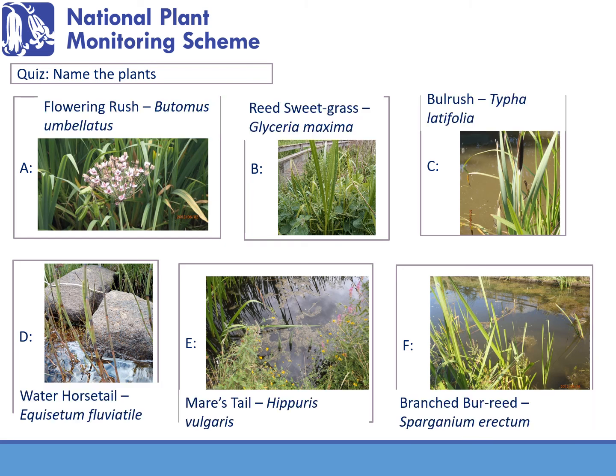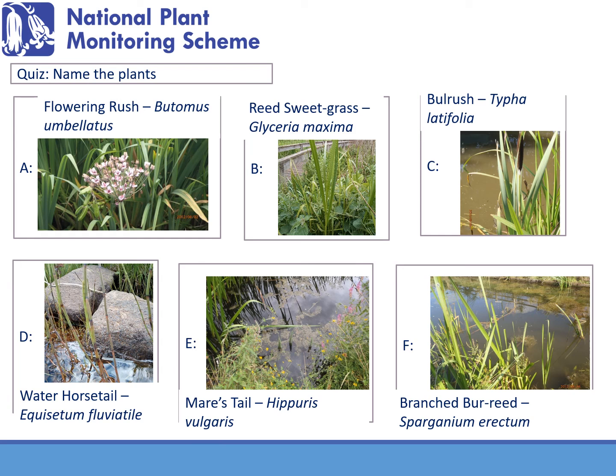So plant A is the flowering rush, Butomus umbellatus, characterised by these bright pink umbels, and bonus point if you picked up that we've got iris leaves in the background and an iris seed head just to the left of the Butomus plant there. Plant B is one of the grasses that we talked about, reed sweetgrass, Glyceria, and it's got the leaves coming off the stems alternately.